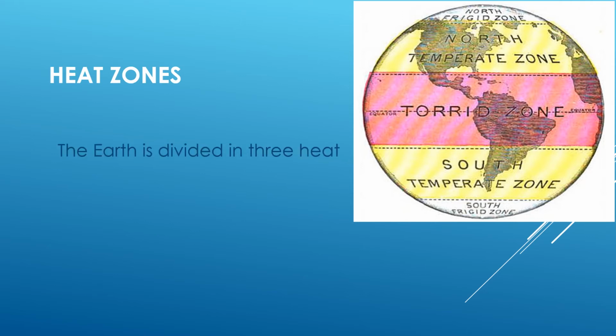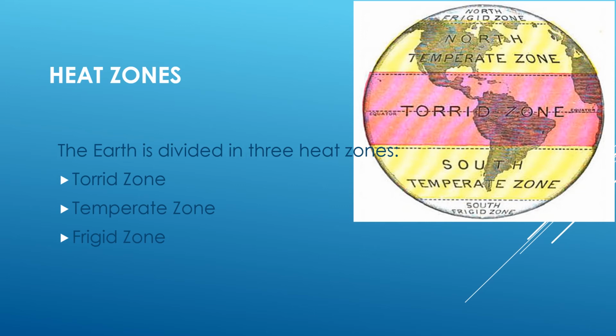Now, we will read about the heat zones of the earth. The Earth is divided into three heat zones. These heat zones are Torrid Zone, Temperate Zone, and Frigid Zone. So, in the diagram, you can clearly see that this pink part is known as Torrid Zone. In the later slides, we will study them in a bit more detail. Right now, just have a quick glimpse of it. The pink area is the Torrid Zone.